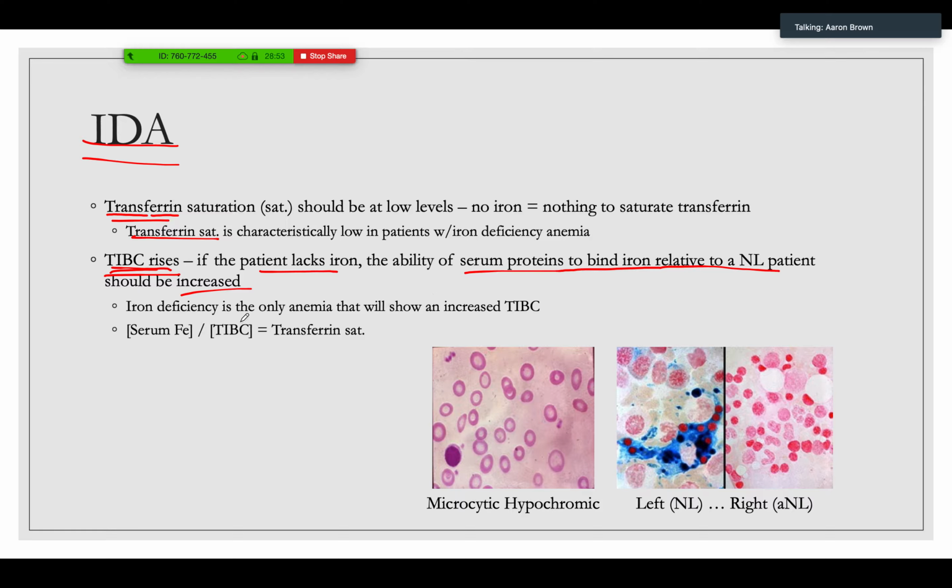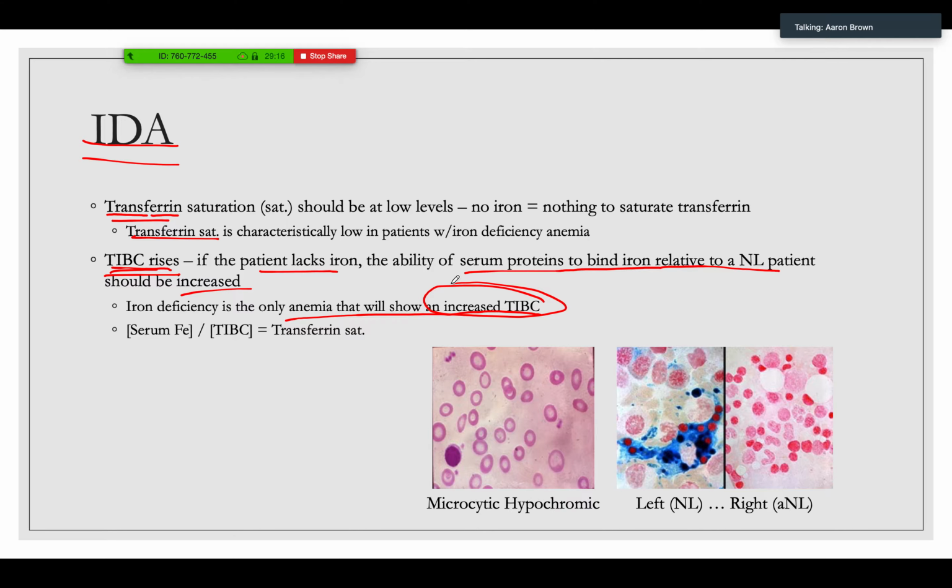What's nice about this is it's the only anemia that has an increased TIBC. This is the only anemia that has an increased TIBC. Everything else, it goes down. Okay, so that's kind of handy and a good way to identify iron deficiency anemia. Iron deficiency anemia is our most common anemia. You're going to see it all the time in your patients, and so it's very, very, very common.